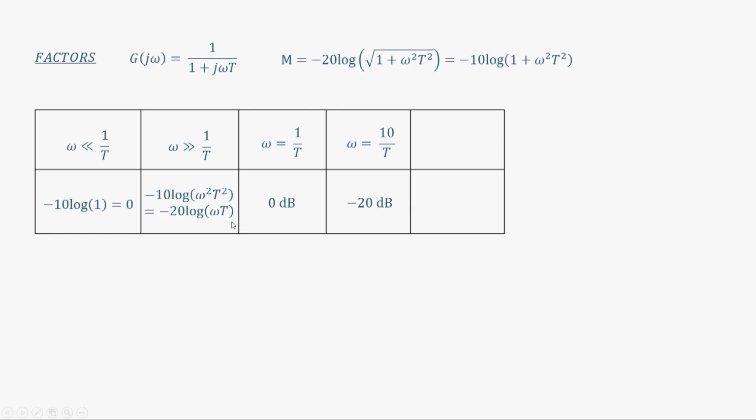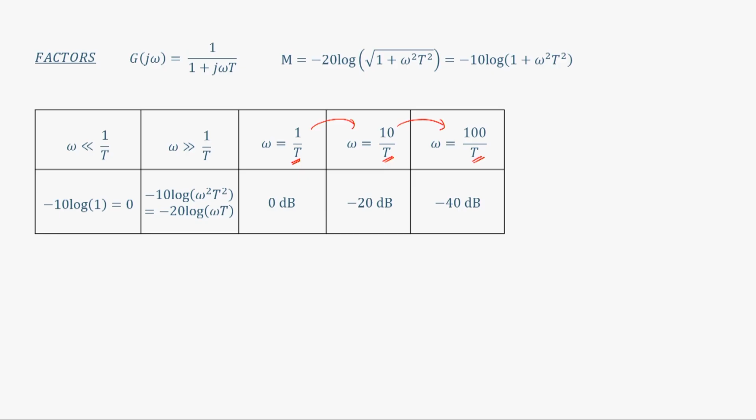And what will happen at omega equal to 10 by t? Again here you can replace 10 by t. So, if I replace 10 by t, I am left with minus 20 log of 10, which is nothing but minus 20, and at omega equal to 100 by t it becomes minus 40. So, you can see that at 1 by t it is 0 dB, at 10 by t it is minus 20 dB, at 100 by t it is at minus 40 dB, which means every decade there is a minus 20 dB drop. I mean minus 20 dB slope is there.